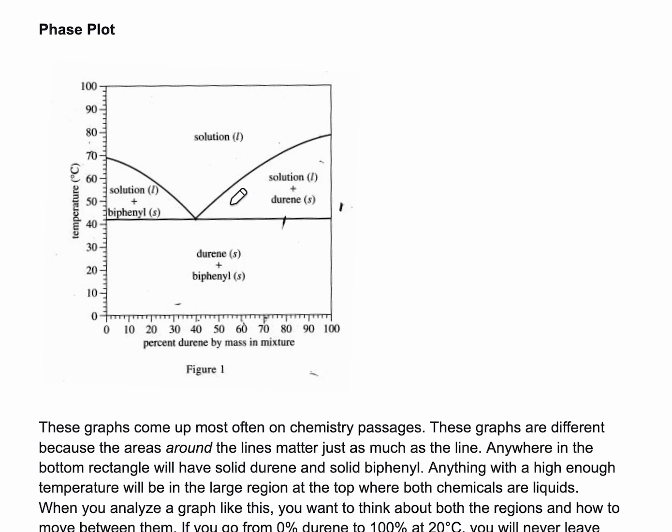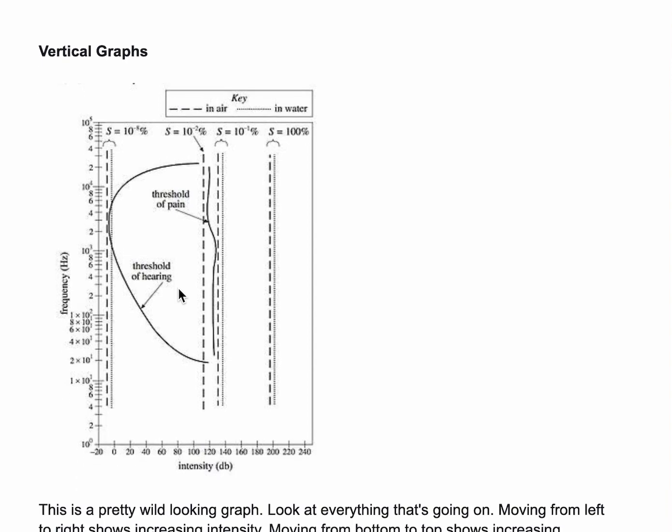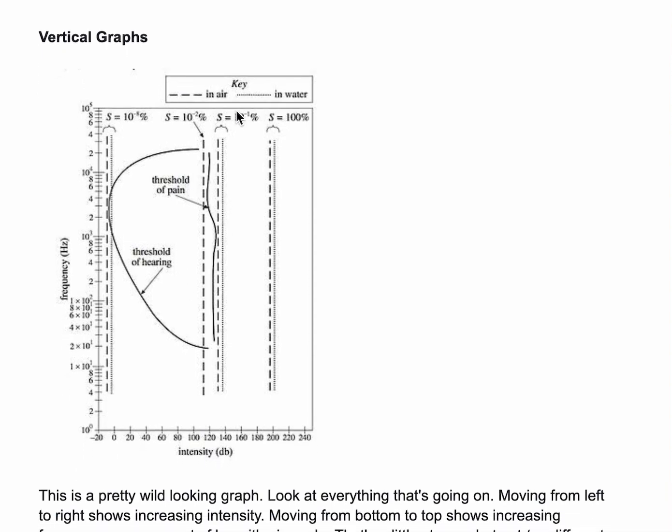Okay. So, if you're starting at 60 degrees and you're going across, then biphenyl will be solid up to here, and then biphenyl will be a liquid here, and then Durine becomes a solid here. So you have to just pay attention to the area of what's going on. All right. The last graph is this vertical graph. This one I remember, it's from an old test. It's super weird. But again, you want to get the story.